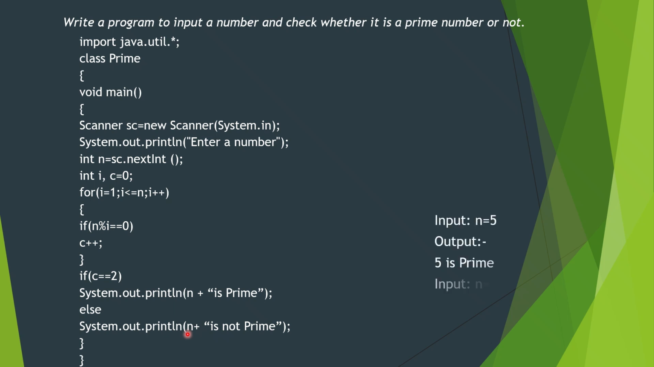Let us take some examples. If the input is 5, the output will be 5 is prime. How? Because 5 is divisible by 1 and 5 itself. So 5 has 2 factors. So the final output is 5 is prime. Suppose the input is 8. 8 has 4 factors: 1, 2, 4 and 8. So the counter will not match 2. So the output is 8 is not prime.